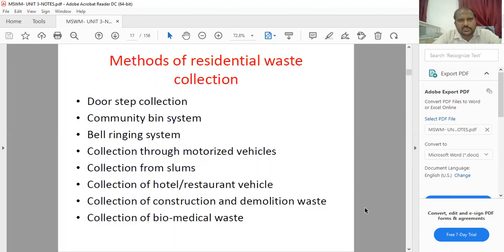The methods of residual waste collection. The first one is door-to-doorstep collection. The second one is the community bin system. The third one is the building system. And the fourth one is collection through motorized vehicles. And next is collection from slums, collection from hotels and restaurants, collection of construction and demolition waste, and collection of biomedical waste.